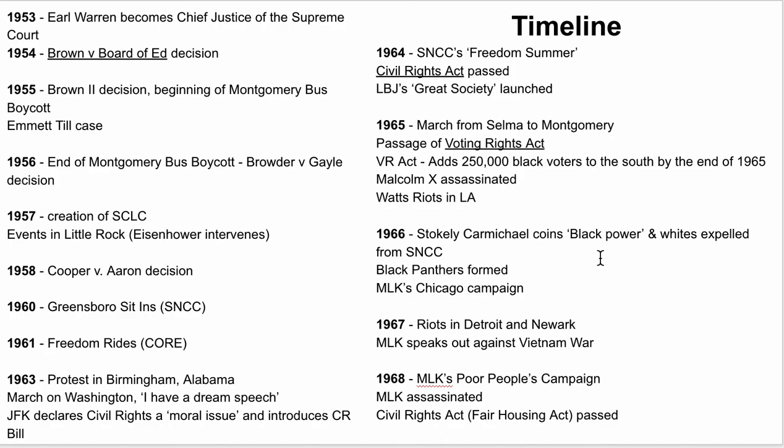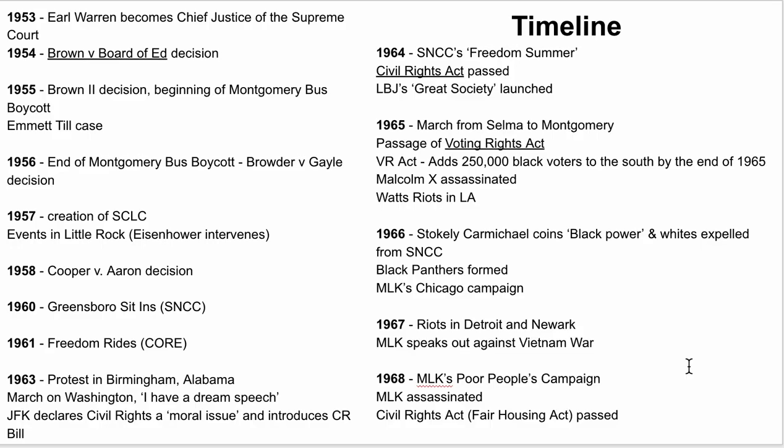Increasing divisions, Martin Luther King less successful in the North, trying to combat housing issues, socioeconomic issues. The Black Panthers formed almost as a response to these socioeconomic issues, thinking about housing, thinking about policing, thinking about poverty, education, those kind of things. 67, riots in Detroit and Newark, again highlighting socioeconomic issues, police brutality. 67, as I mentioned before, Martin Luther King speaks out on the Vietnam War.